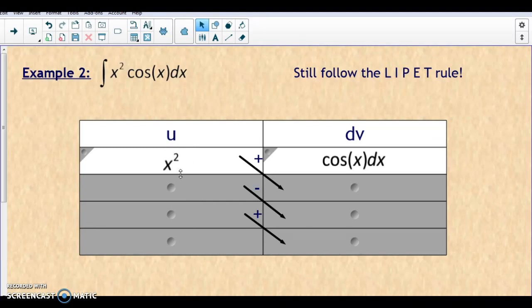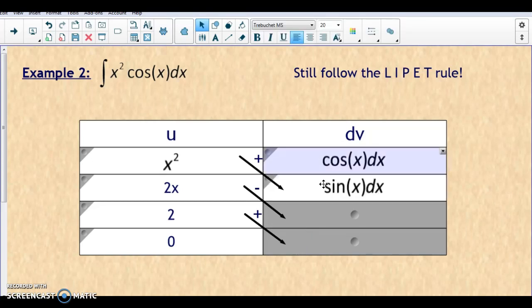I know that the derivative of x squared is 2x. The derivative of 2x is 2, and the derivative of 2 is 0. So now I stop. I'm going to end up with 4 rows because my last value here is 0. Then I take the antiderivatives of this column all the way down to get across from 0. So the integral of cosine of x is sine of x. The integral of sine of x is negative cosine of x.